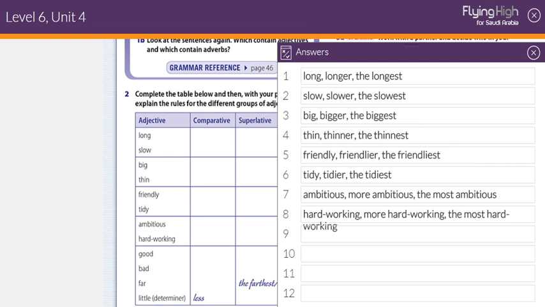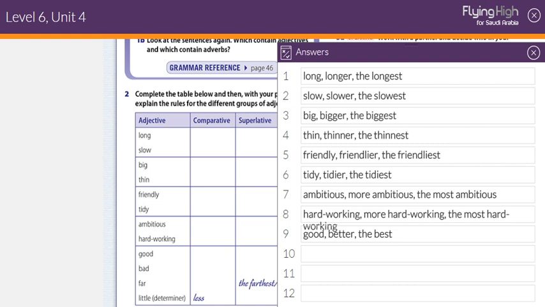There is no rule for that. So the comparative of good is better, and the superlative is the best.